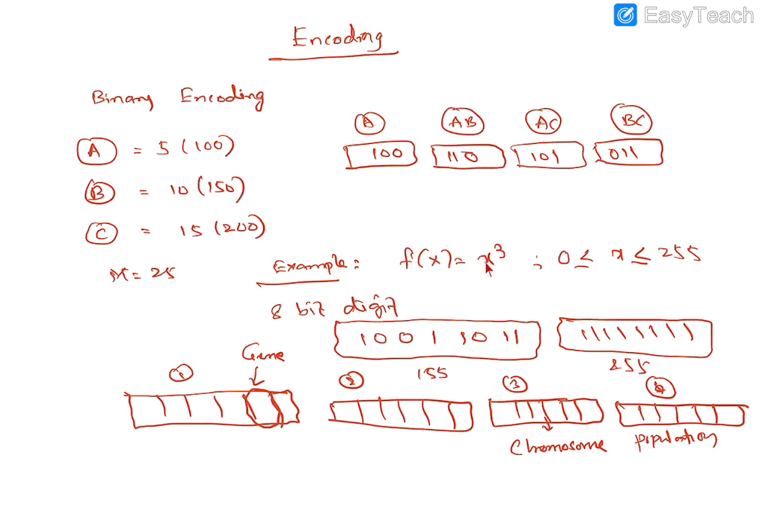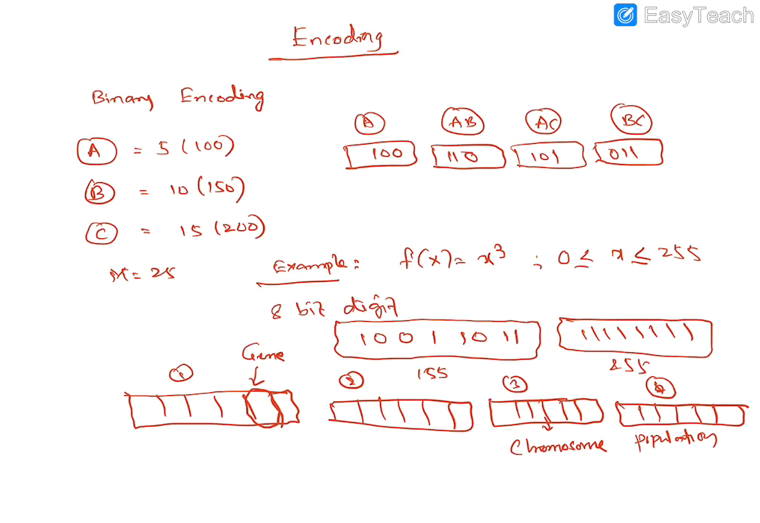And if you observe the example, what is the example I have taken? F of x equal to x cube. Here the x value lies between 0 and 255. That means I am going to consider the character set. The character set values lie between 0 to 255. Total 256 characters are there, right? So here I am going to consider an 8-bit digit. Suppose 155 is represented like this in binary format, and 255, that is the maximum value, can be represented with the help of all ones. All ones. Yes or no?